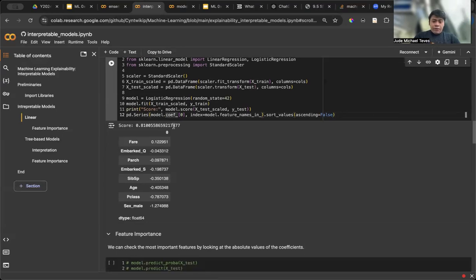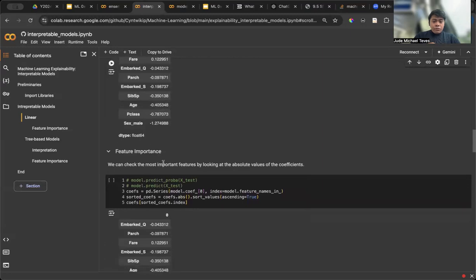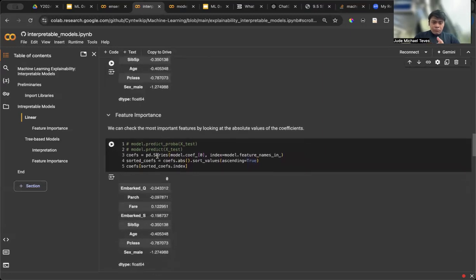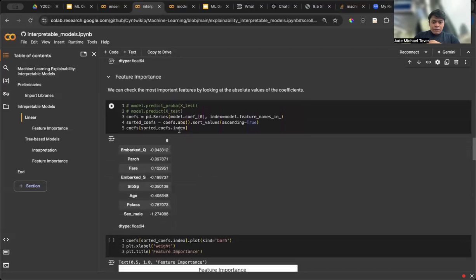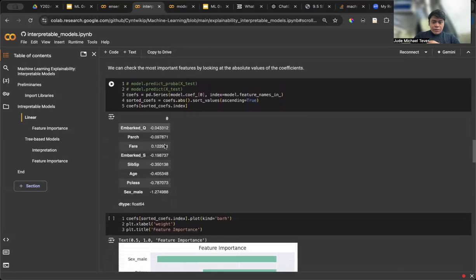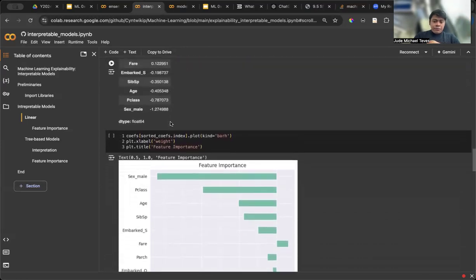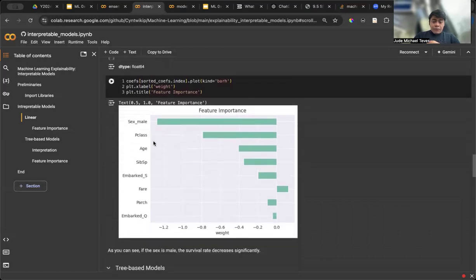Now, I've printed out the coefficients. You can see the impact that it has on the output. And that's how we check the feature importance. But I've also done some data manipulation here so we could clearly see the ranking. I've created a visualization here, using a bar graph. You can see that the top predictor is the sex, followed by class, age, and others.